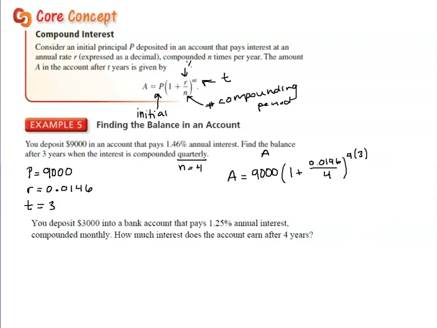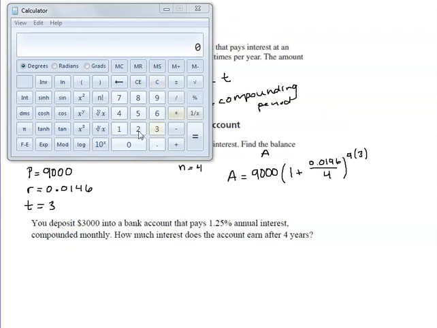Then we go through with the calculator and do these computations. The first thing I'm going to do is work inside the parentheses with my fraction. 0.0146 divided by 4 is going to be 0.00365, and then I add 1, and inside the parentheses is 1.00365.